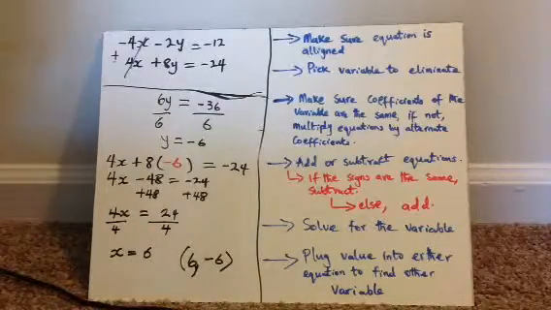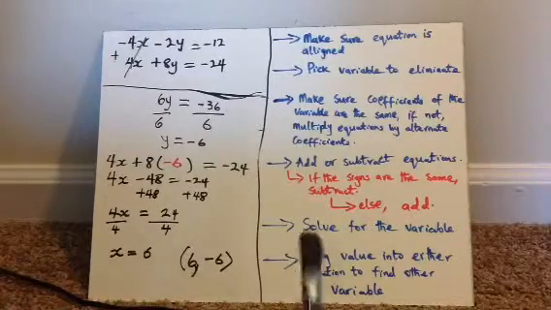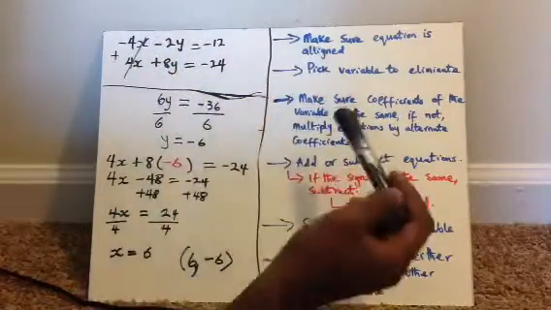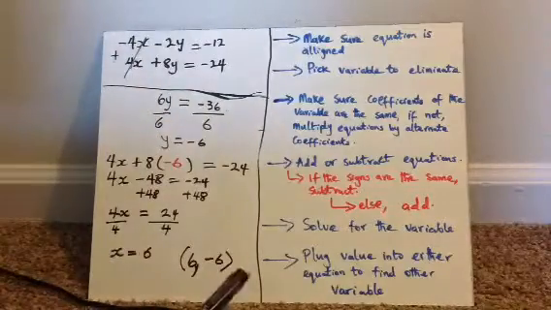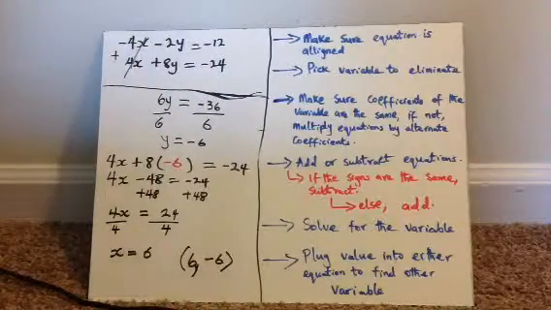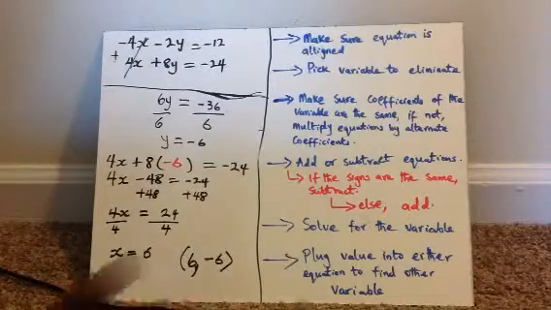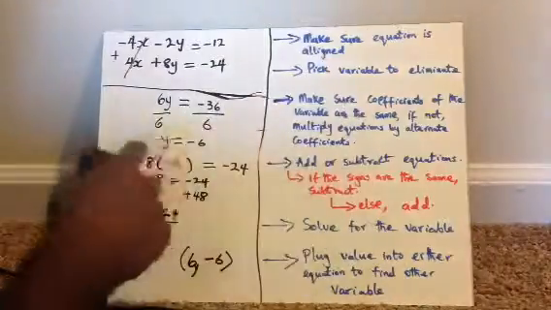So in this question, we didn't have to worry about making sure the equation is aligned because it was already aligned, and when we were picking the variable, the coefficients are already the same, so we didn't have to worry about that either. So the next question we're going to do, we are going to have to worry about each step.